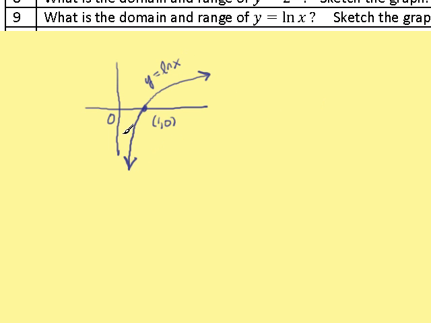The domain, everything's to the right of 0, so the domain is x greater than 0, and the range is x greater than minus infinity, less than infinity. This graph is slowly going up to infinity and going down to minus infinity.